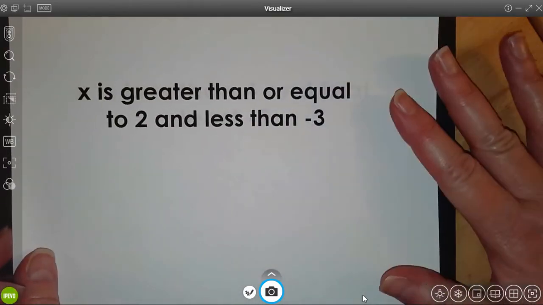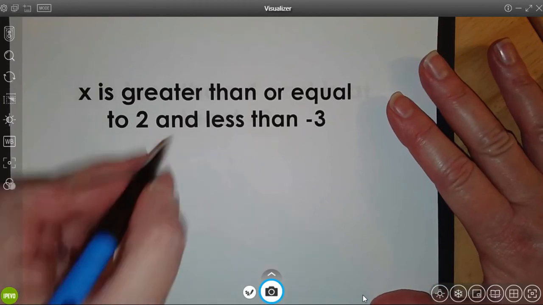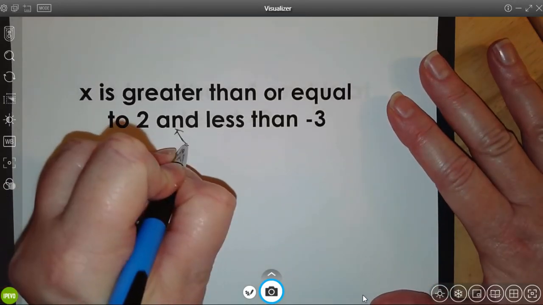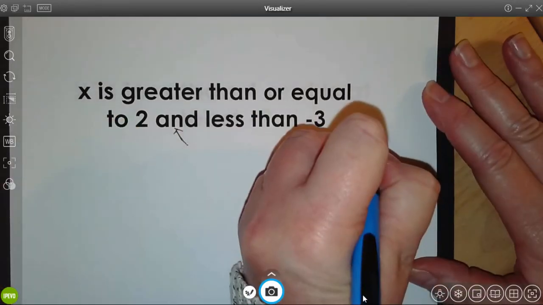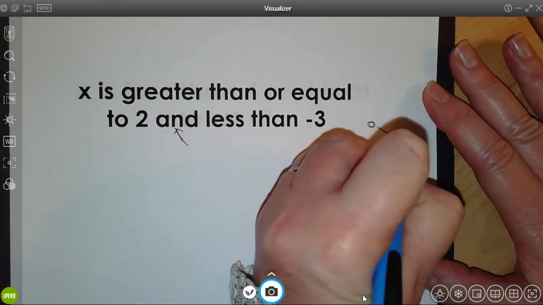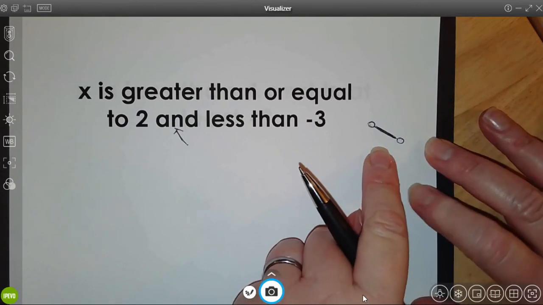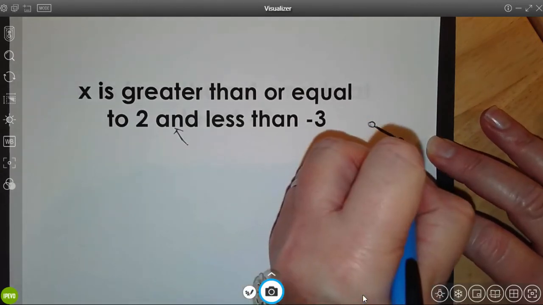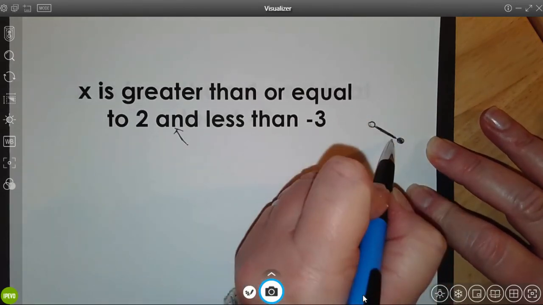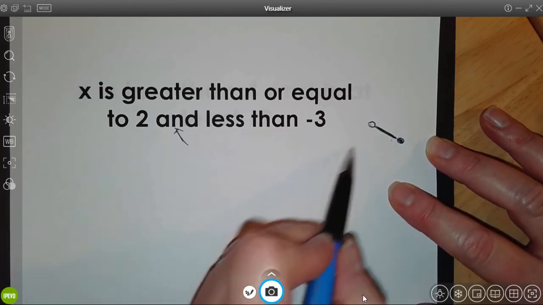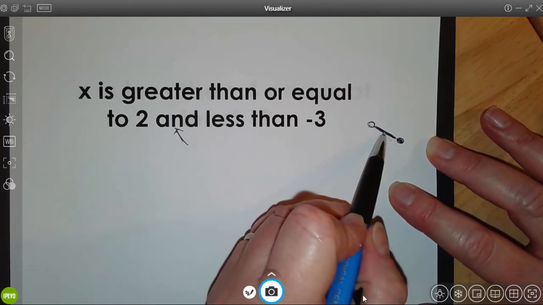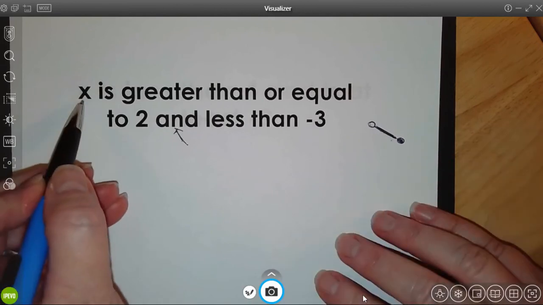Okay, x is greater than or equal to 2 and less than 3. So for and, I'm expecting a picture that has a section colored in between two dots. Now, those dots could be colored in or open, but mostly what I'm looking for in this situation is I'm hoping that it's going to be coming together. So let me write that out.